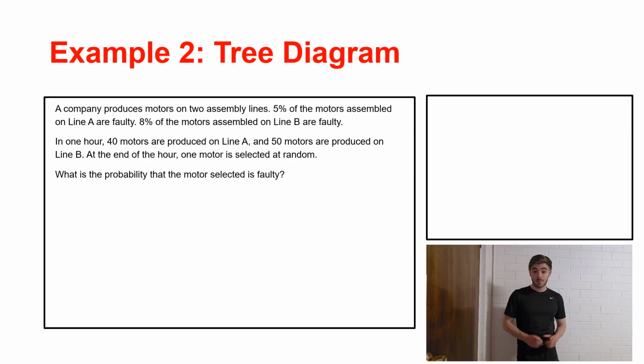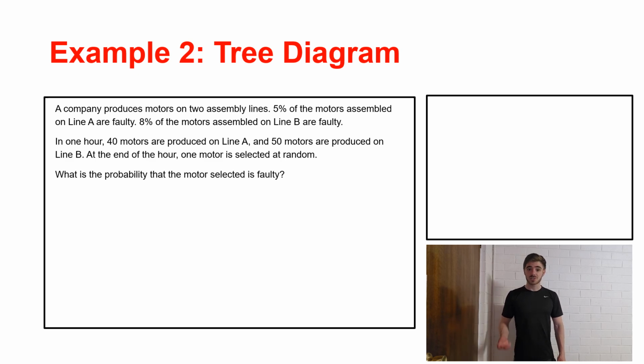Tree diagrams are powerful tools for visualizing conditional probability. Let's give it a shot. This question is all about the failure rates of motors that were produced on different lines of production. If we think about the sequence of events that happens here, motors are assembled on a production line and then come out of that production line either faulty or working.